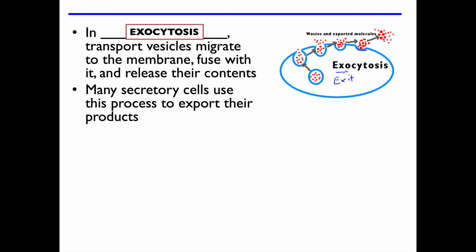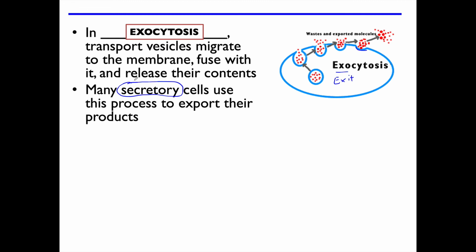Secretory cells use this process to export their products. A secretory cell is something that secretes stuff. You have a lot of cells inside your body that secrete things into, say, your bloodstream. Hormones are one of the things that get secreted into your bloodstream, and then the hormone will travel through your bloodstream until it reaches a target cell to do something.